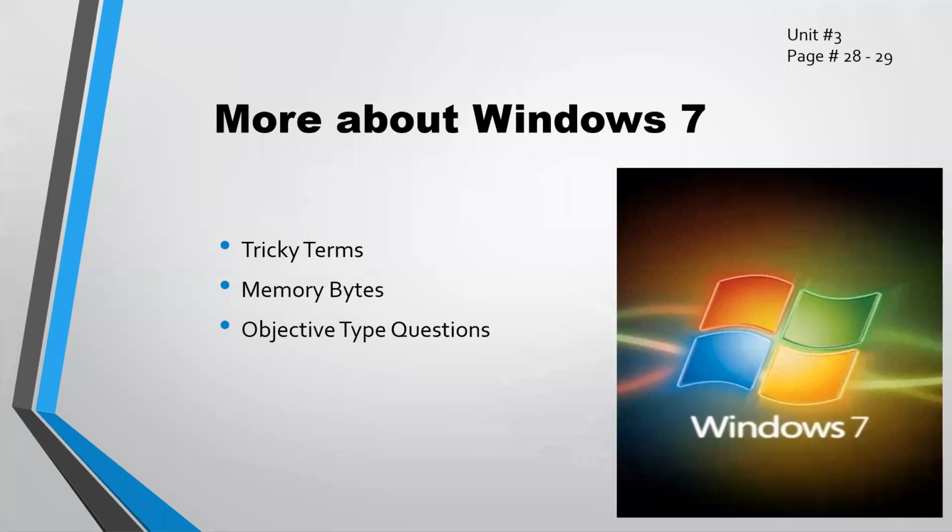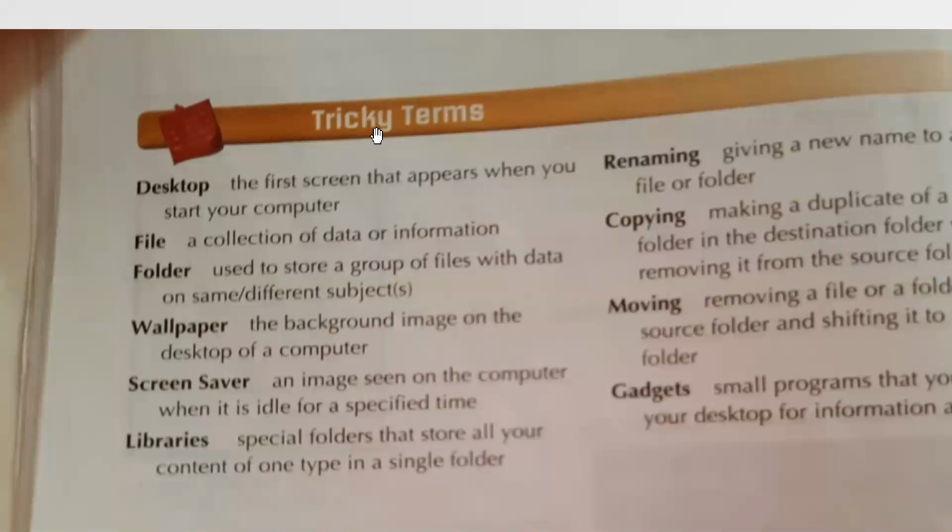Today we are winding up this unit, more about Windows 7. Today we are learning tricky terms and memory bytes, and also we are going to do the objective type questions in the book. Okay. Now open up your books, page number 28, and we will read about the tricky terms. Now, tricky terms, these are some of the terms which are new in this unit. That's why these terms are in this part.